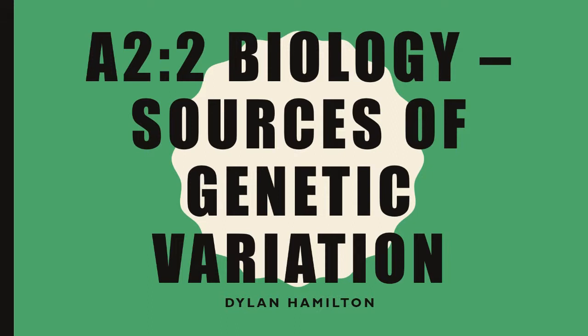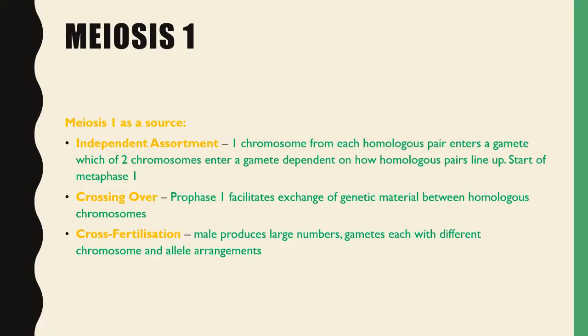Today we are going to be talking about sources of genetic variation as a continuation of our A2 biology revision videos. This is just going to be about genetic variation and how it occurs in humans and different mammals and species essentially as a whole. So we'll go straight into it and talk about our first source, which is meiosis 1.